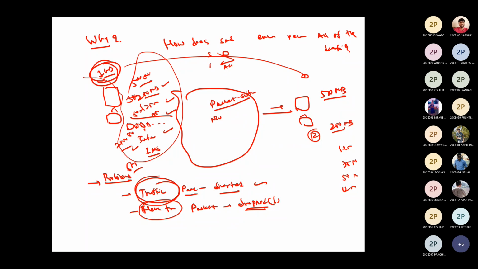What is our problem? Heavy traffic. Because of heavy traffic, our packets are being dropped by routers.